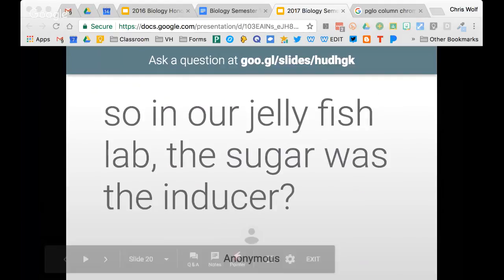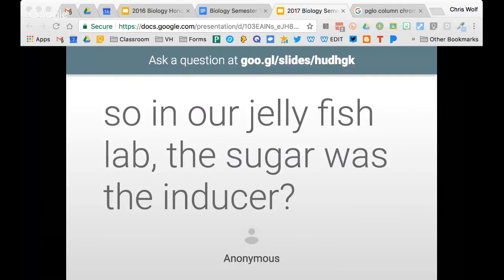So this question, in our jellyfish lab, the sugar was the inducer. That is correct. The sugar in the plate allowed the bacteria to make the protein, which allowed the bacteria to glow.